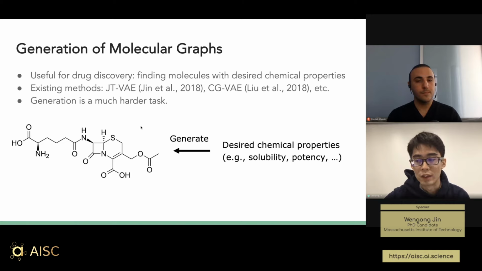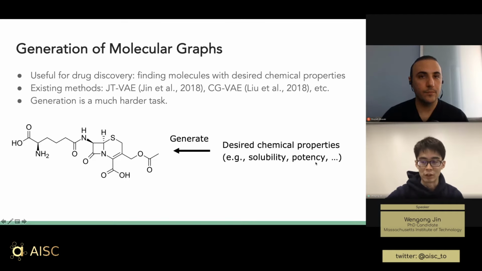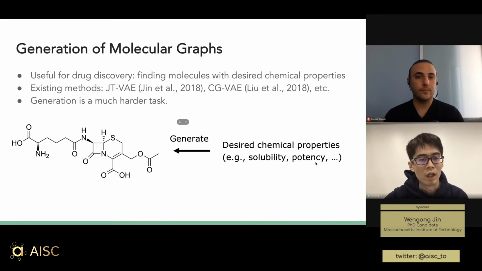The goal is to generate molecules that satisfy specific chemical properties. For example, here we want to generate an antibiotic compound that kills certain bacteria. Our specification is for the molecule to be soluble and also potent against the bacteria. So generative models are very useful for drug discovery, but there are a lot of challenges that remain, even though there has been a lot of work trying to solve this task.